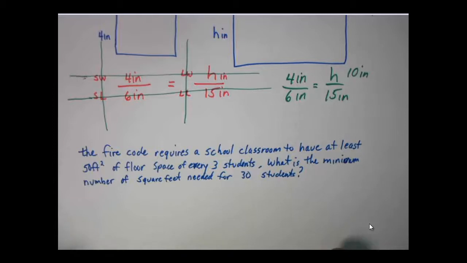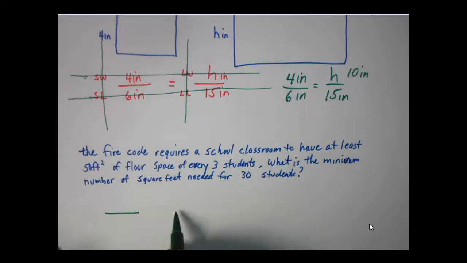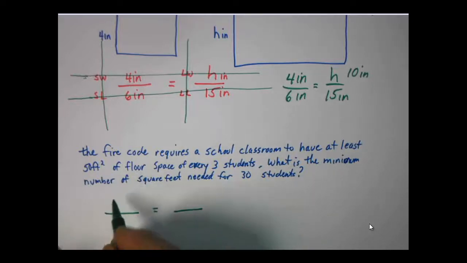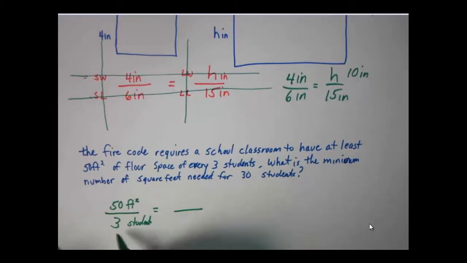Here's a word problem. It says a fire code requires a school classroom to have at least 50 square feet of floor space for every 3 students. What is the minimum number of square feet needed for 30 students? So we're setting this up here as an equal ratio. So it says 50 feet of floor space. Since that came first in the problem, I'm going to put it up on top. So 50 feet squared of floor space for every 3 students. Okay, so I have feet over students.